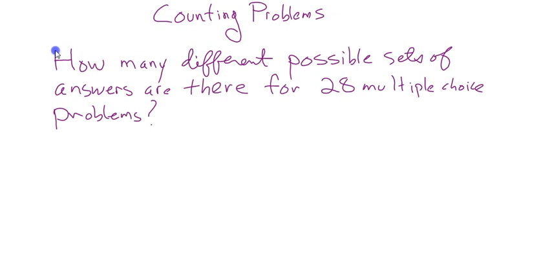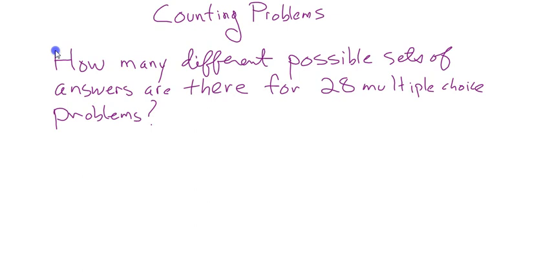Okay, so your diploma exam consists of 28 multiple choice problems and 12 numerical response problems. And so my question is, how many different ways are there to answer those 28 multiple choice problems? Right? How many possibilities are there?